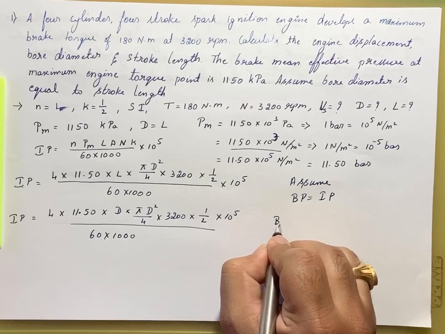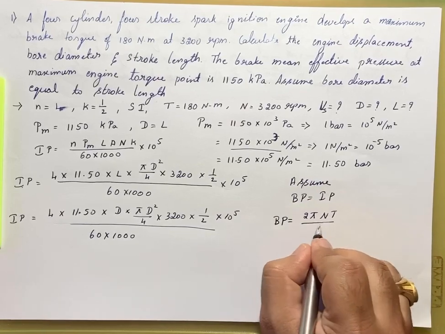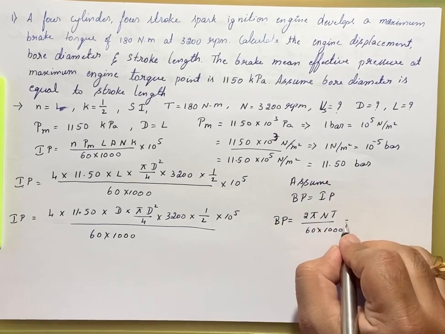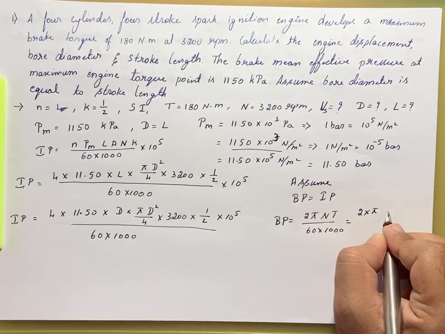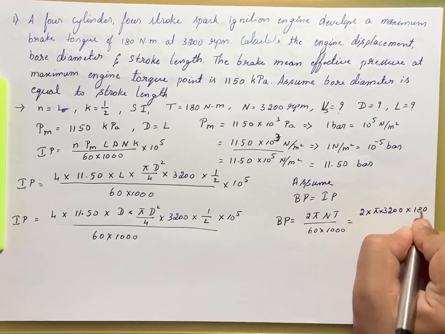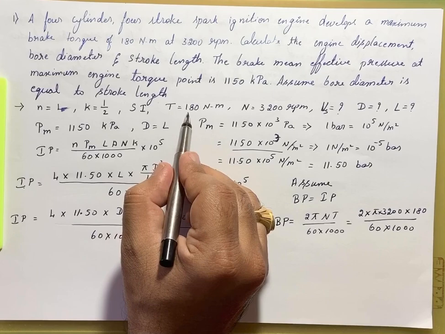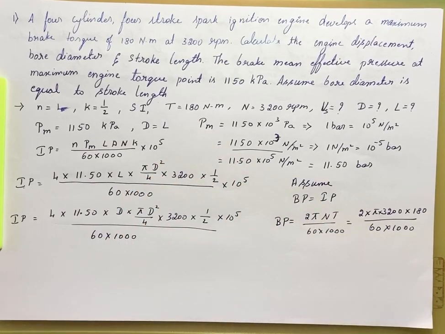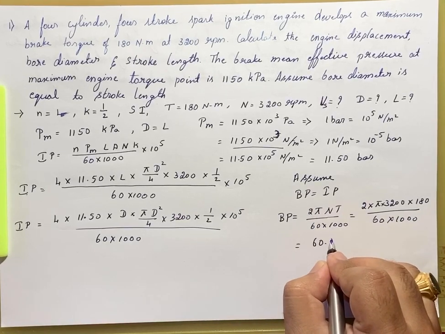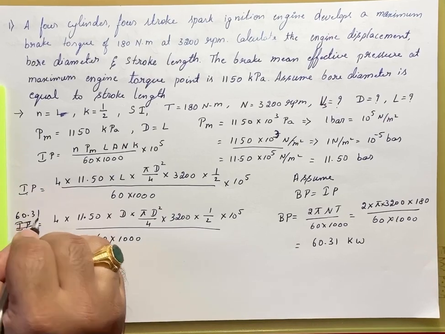So BP, the formula of BP is equals to 2 pi n t divided by 60 into 1000, that is 2 into pi into n here is 3200 into 180 divided by 60 into 1000. Because he has given torque as 180 Newton meter, so I have taken this one. Now calculate BP, will get the value as 60.31 kilowatt. Now substitute that in place of IP, that is 60.31 kilowatt here.